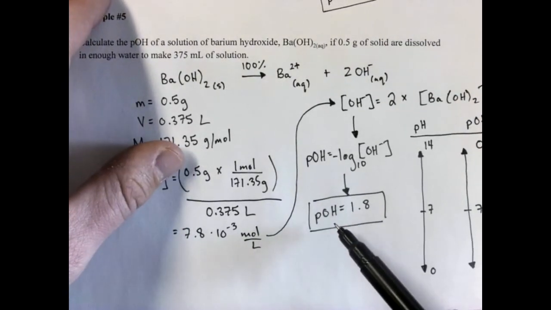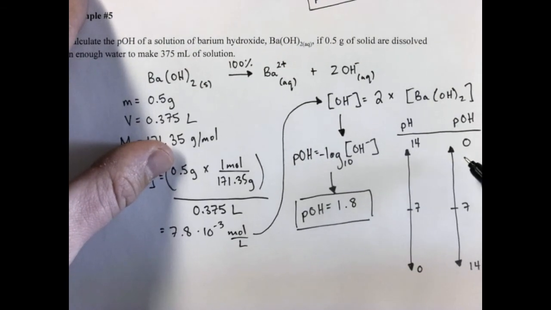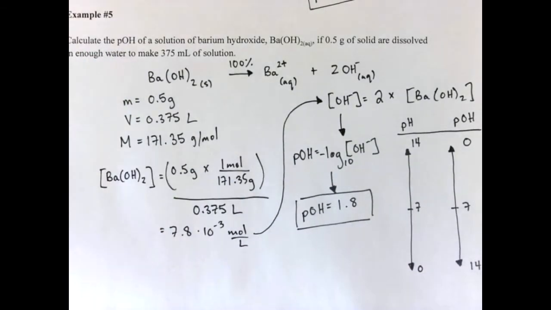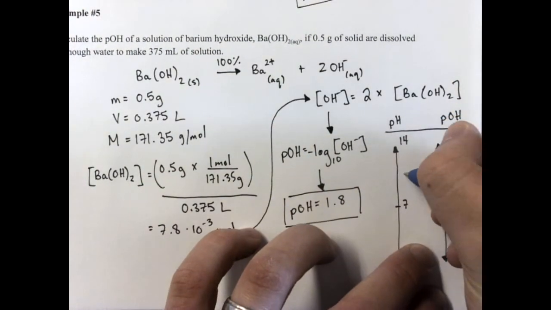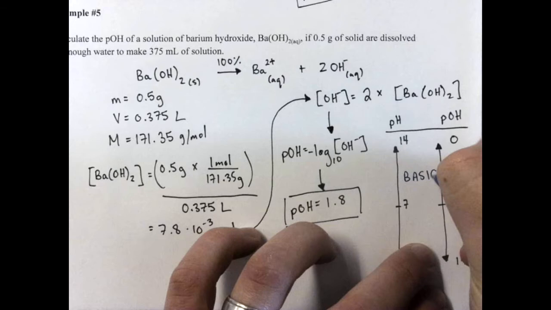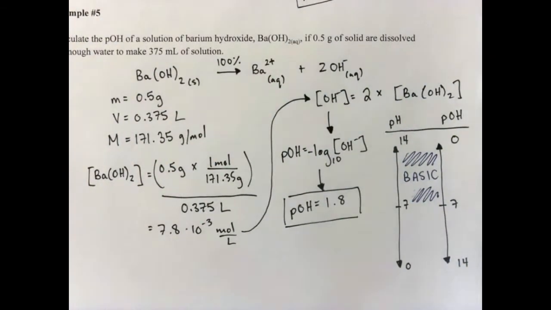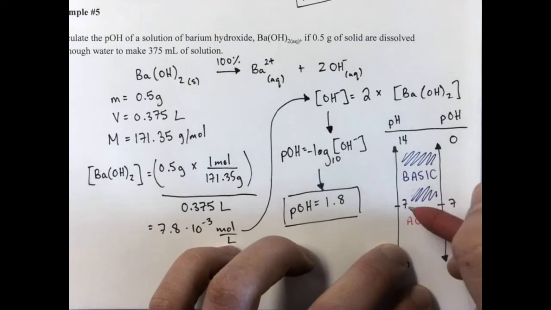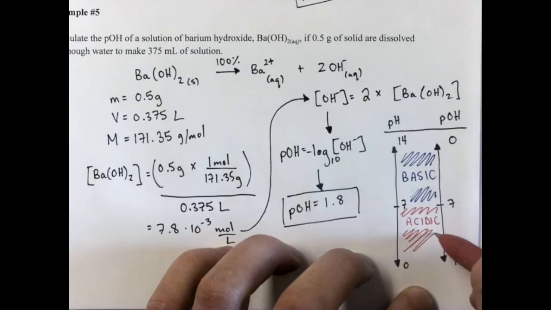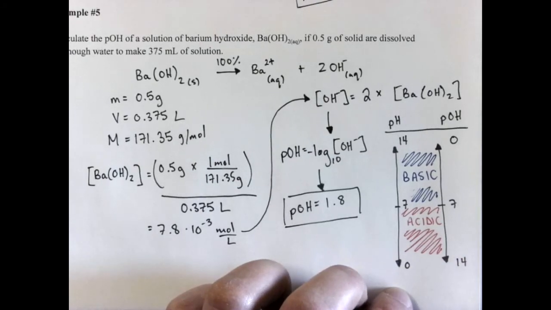So this value here is a pOH of 1.8. That puts it right about here. A pOH of 1.8 tells us that we are very much still basic. These scales are drawn up right beside each other. Doesn't matter, we're still in the basic part of the scale. And then on both scales, this is the acidic part of the scale. So if you have a pOH that's between 7 and 14, that means you're acidic.